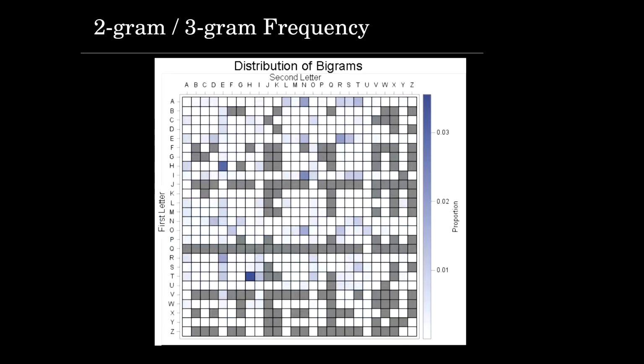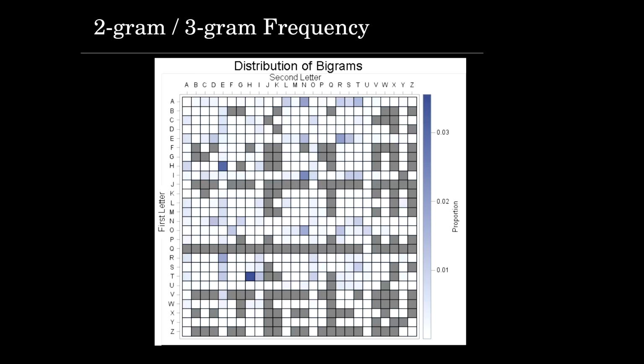Another useful feature is along the same lines. It's based on frequencies of pairs of letters instead of single letters. Some pairs of consecutive letters in English are more common than others. TI is common. XZ is not so common.